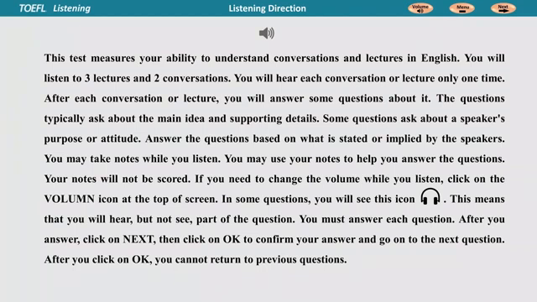If you need to change the volume while you listen, click on the volume icon at the top of screen. In some questions, you will see this icon. This means that you will hear, but not see, part of the question. You must answer each question. After you answer, click on Next, then click on OK to confirm your answer, and go on to the next question. After you click on OK, you cannot return to previous questions.